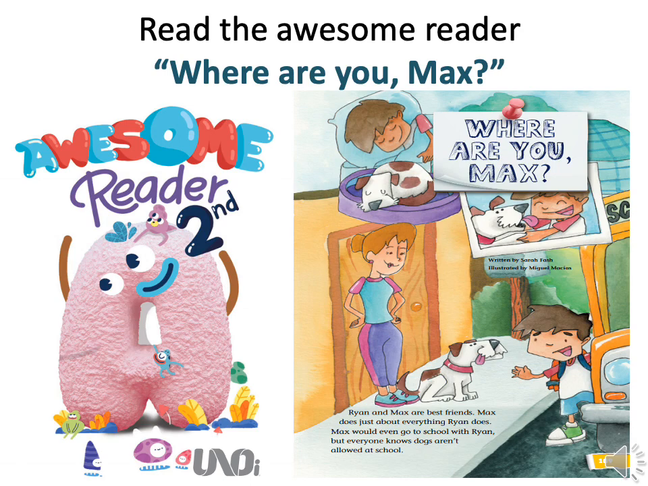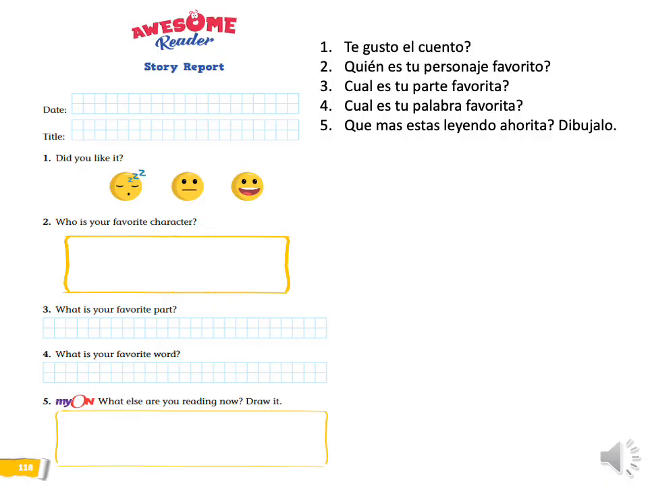Read carefully, read each word, and if you don't understand one word, you can Google it or look for it in your dictionary. Or you can ask me by WhatsApp. When you've finished reading the story, Where Are You, Max? we are going to answer one page of the Awesome Reader. Answer this page knowing that you've finished reading the book, because if you haven't read the book yet, you won't know what to answer here.